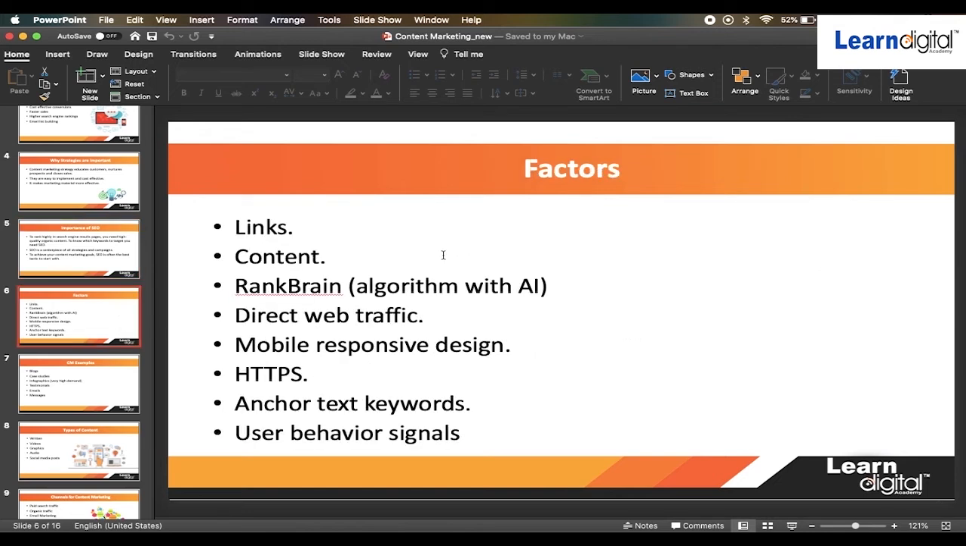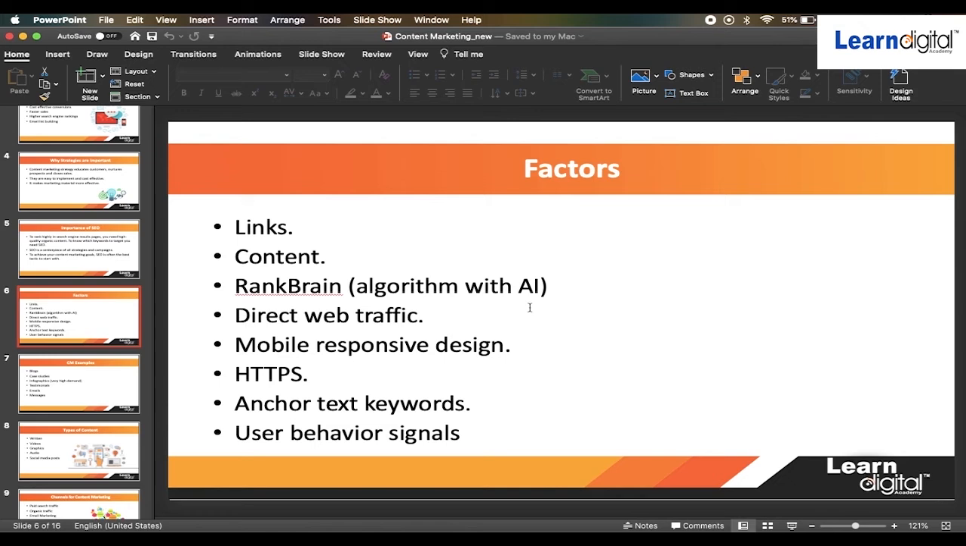Now what are the factors which lead to this? It is links. You must have a lot of links, backlinks, content. As I said, blogs are pretty much necessary for your website. RankBrain is an artificial intelligence algorithm. Must read about it and how it functions. Direct web traffic. It brings people directly to your website, right? They do not come by the third page or the fourth page, and even if they come, it's well and good.